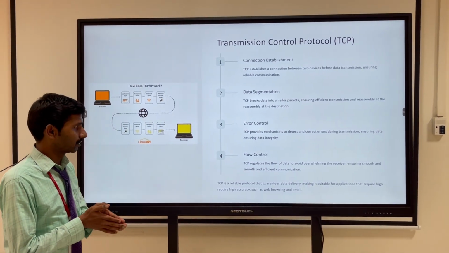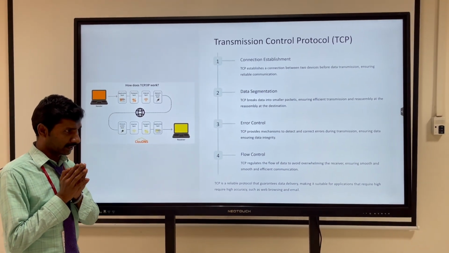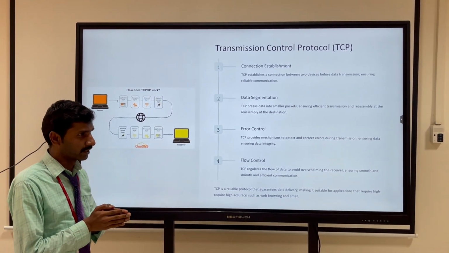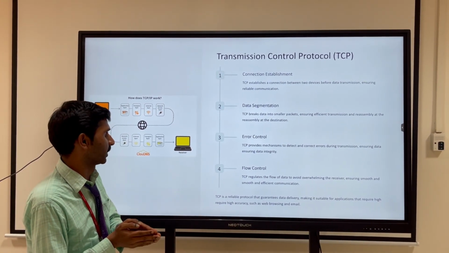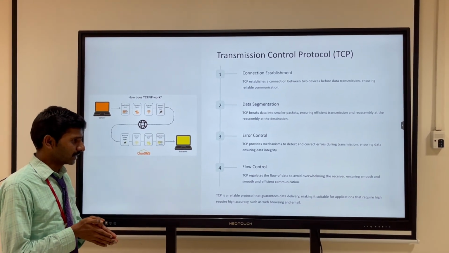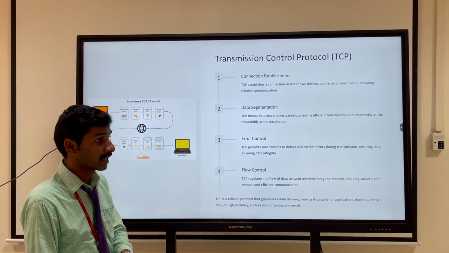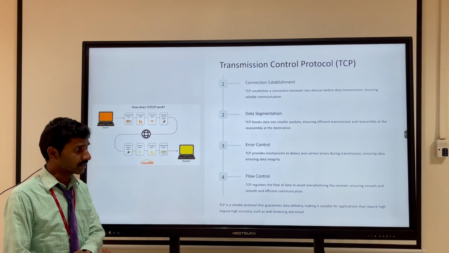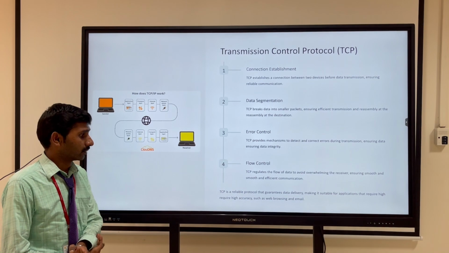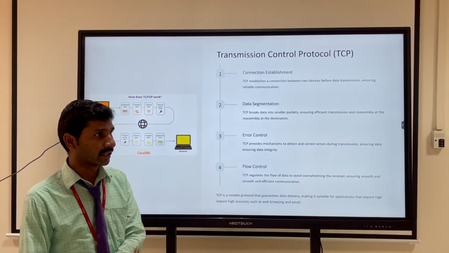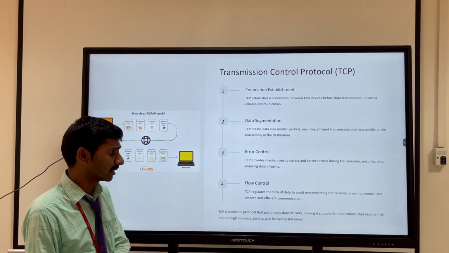destination. It means TCP breaks the huge volume of data into smaller packets for easy and reliable communication. Error control means TCP provides mechanisms to detect and correct errors during transmission, ensuring data integrity. Flow control: TCP regulates the data flow and avoids overwhelming the receiver.